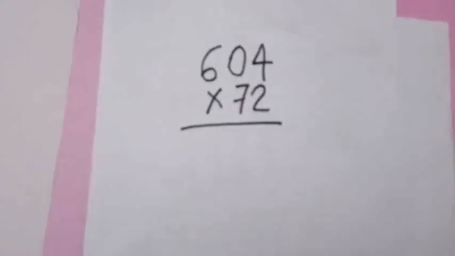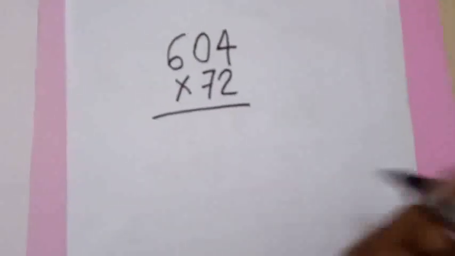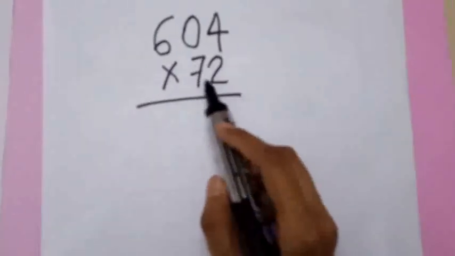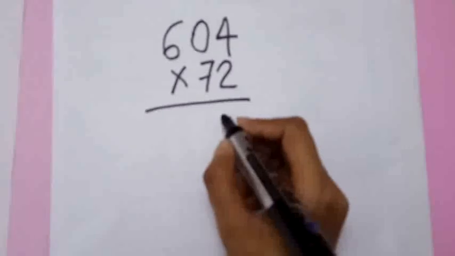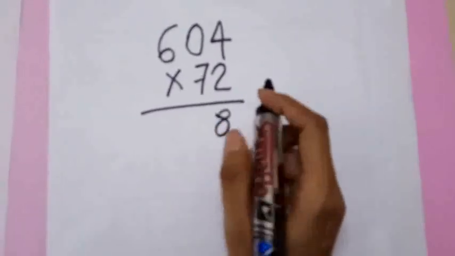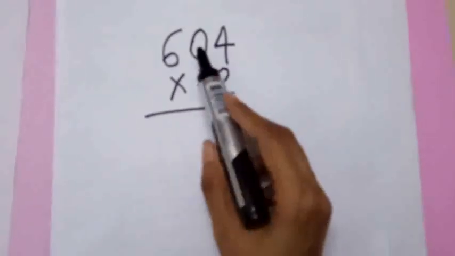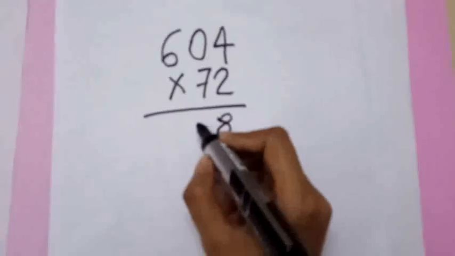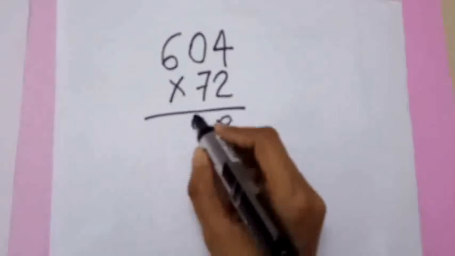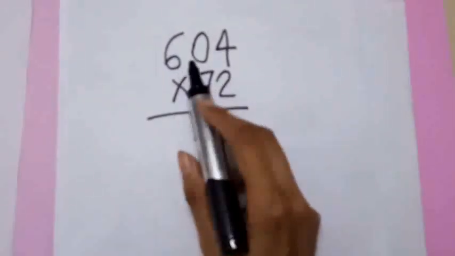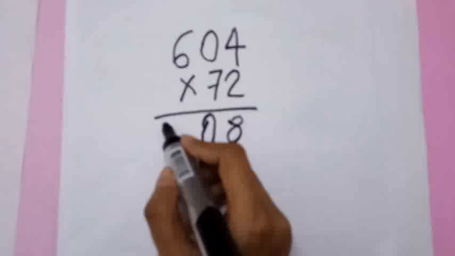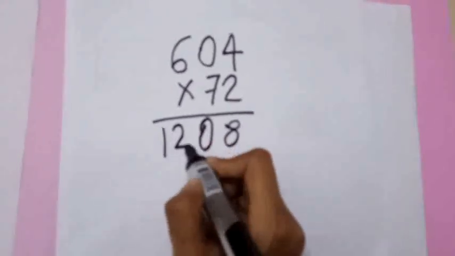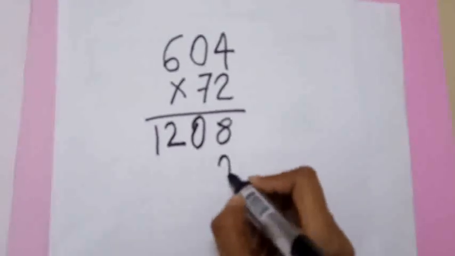Okay, I'm going to explain another one. Let's multiply first the last number with 604. 2 fours are 8, 2 zeros are 0, 2 sixes are 12. Then 0 for the tens position.